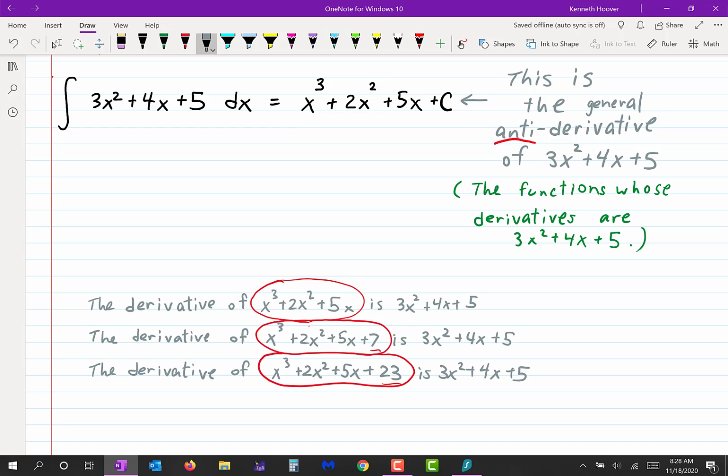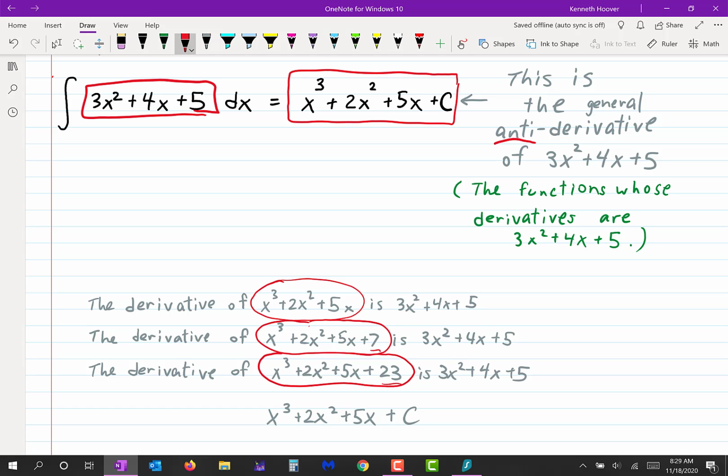Did you hear the word general there? They all have the same general form, and that's the form x cubed plus 2x squared plus 5x plus a constant. That is the general form of every antiderivative of that function. So we call that the general antiderivative. And that's how we write the answer to an integral. Okay?